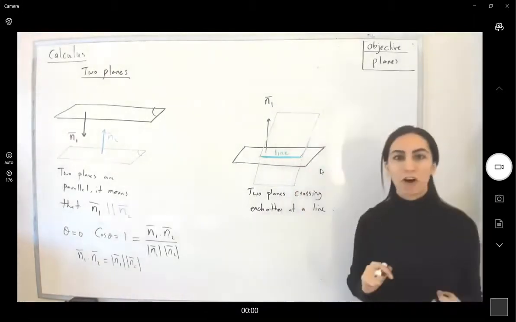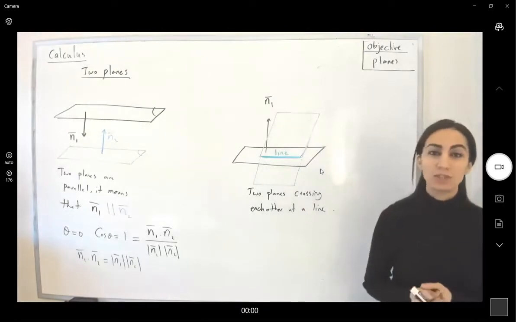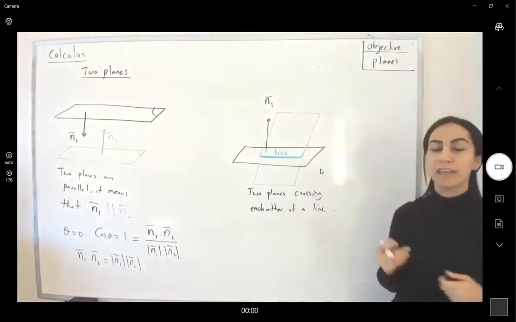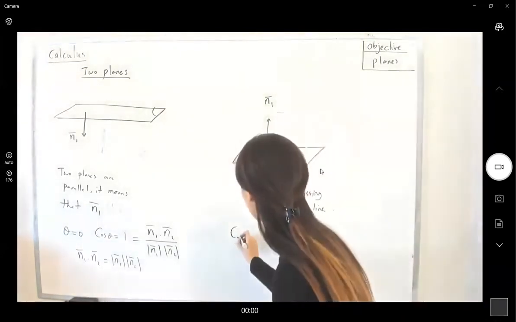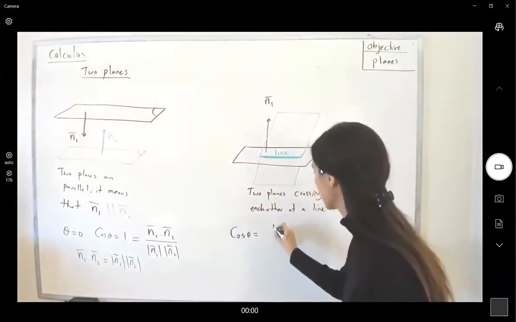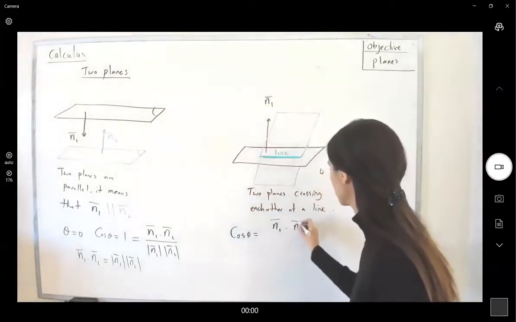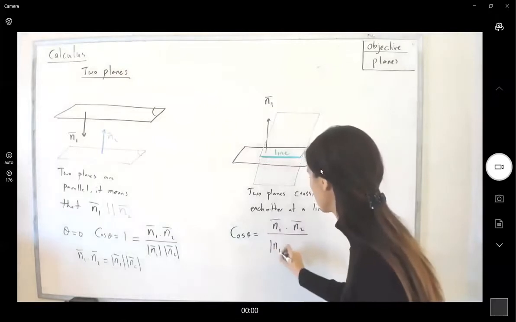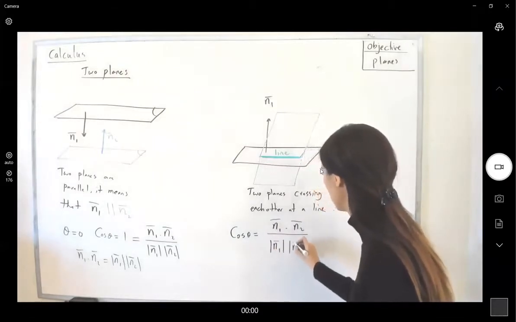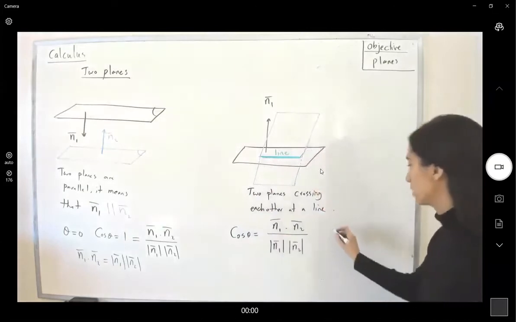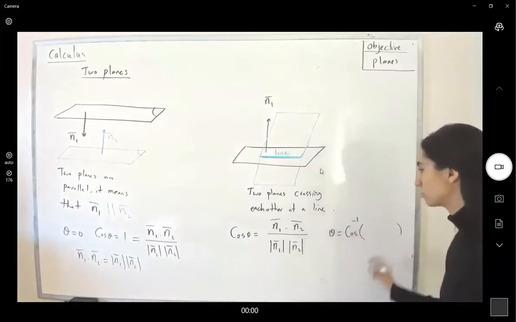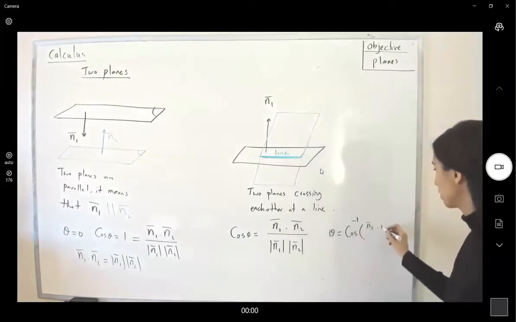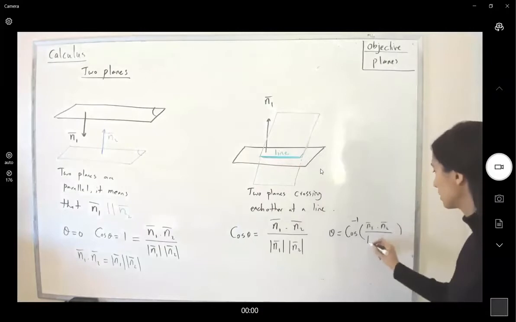Okay, now you can find the angle between these two planes by finding the angle between their normal vectors. Cosine of theta can be written as n1 dot n2 divided by the magnitude of n1 times the magnitude of n2. So by taking the inverse cosine of this number here, using your calculator, you can approximate the angle between these two planes.